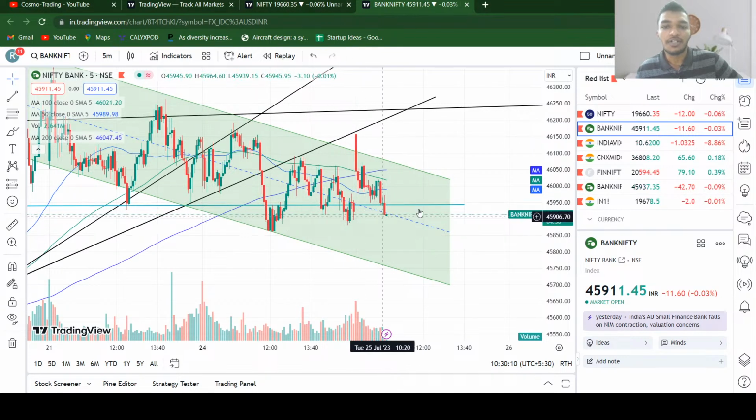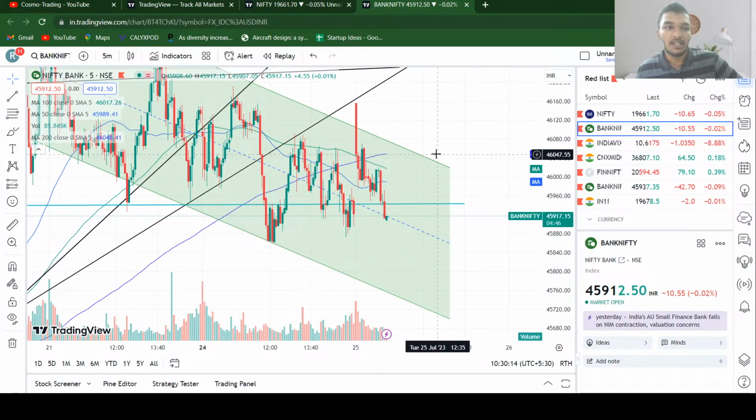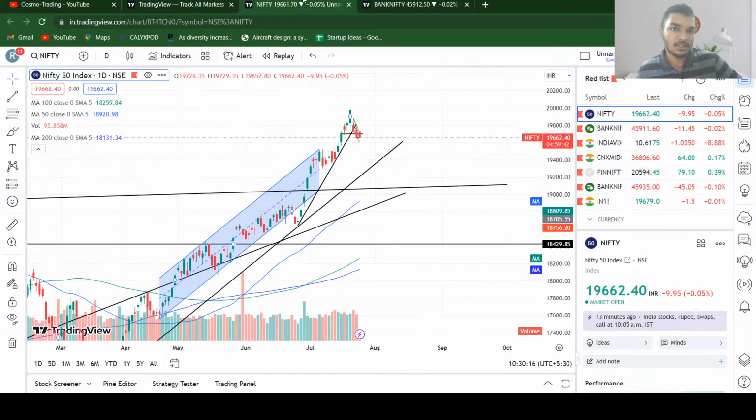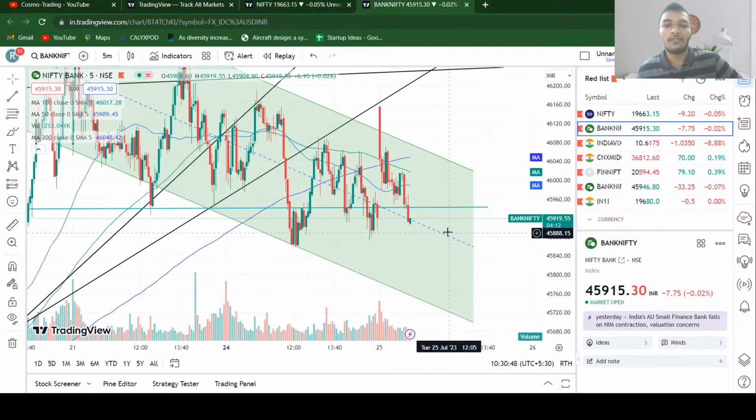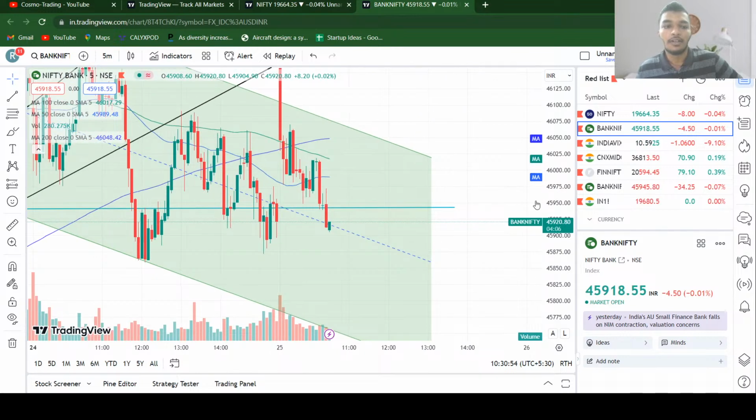And we are even in bearish territory for Bank Nifty. So we are waiting for Bank Nifty to cross 45,850 levels. Once it crosses, we'll take a trade on the downside.